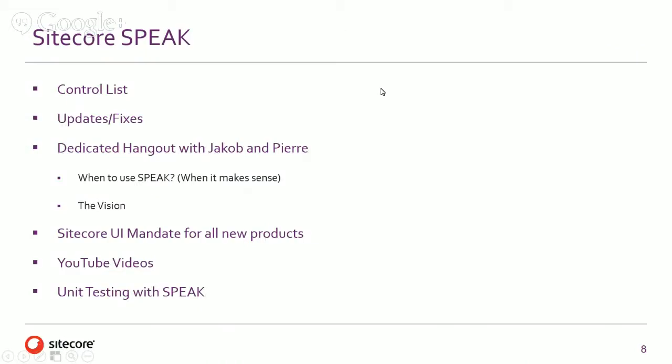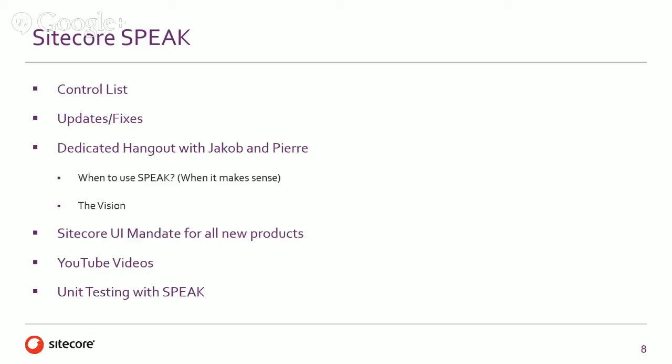So first of all, Sitecore Speak, the things I'm going to talk about are the control list. So what are the control libraries that Stephen mentioned before? What's available? What updates and fixes came in 7.1 and 7.2? And this is the thing that I'm really excited about.